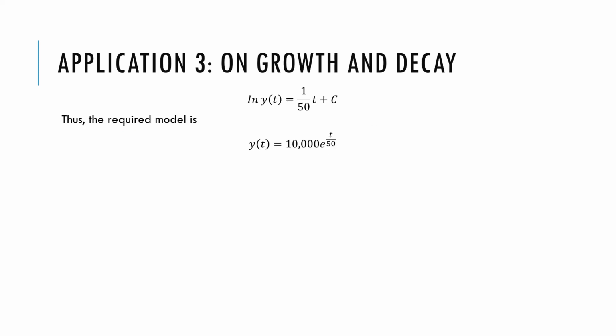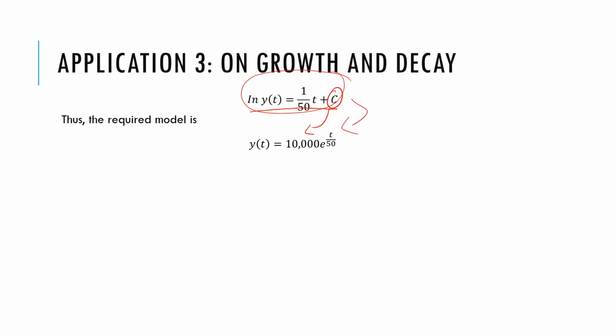Then, on this part, we will use this again. So, magiging y of t is equal to 10,000 e raised to t over 50, guys. Yung c natin is yung 10,000, guys. Using this algebraic manipulation, guys, you can come up with this thing. So that is for the application 3.